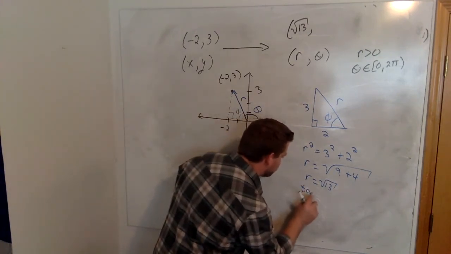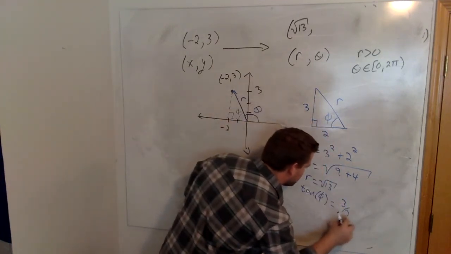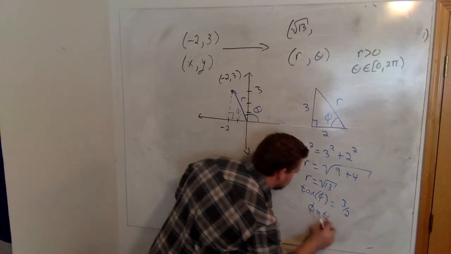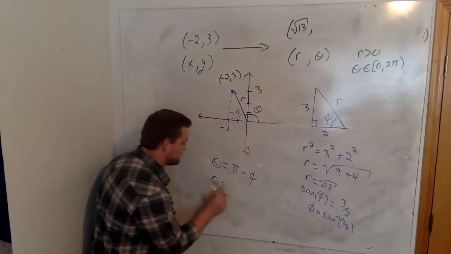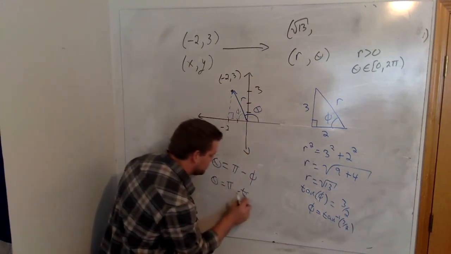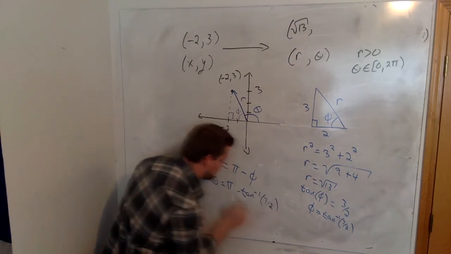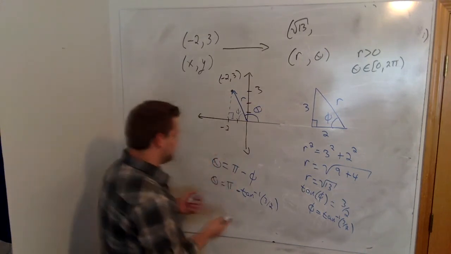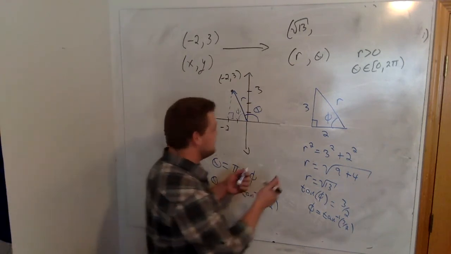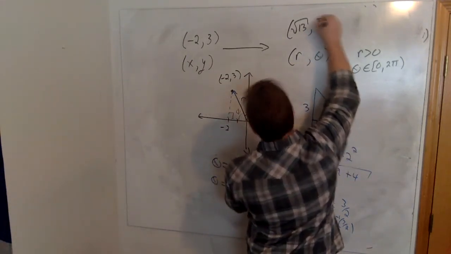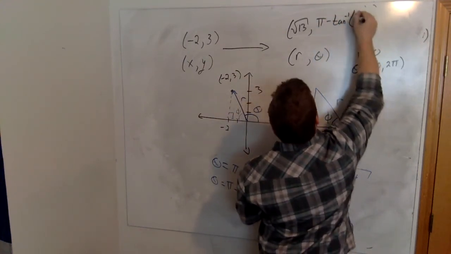Over here, we have that tangent of phi is equal to 3/2. Or phi is equal to the tan inverse of 3/2. So we'll record that right here. So theta will be equal to pi minus the tan inverse of 3/2. Now, tan inverse of 3/2 isn't a nice number. So if we wanted an exact answer in polar coordinates, you would write pi minus the tan inverse of 3/2.